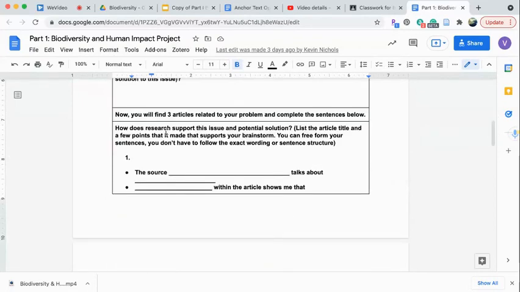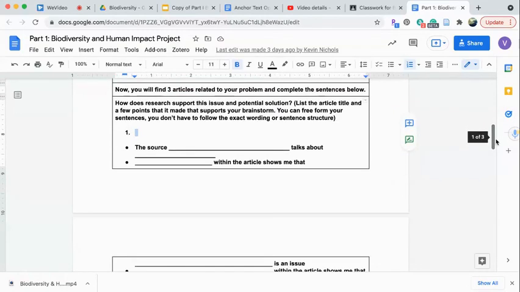So you need to do a little bit of research because you need to find 3 additional articles related to your problem and complete these sentences below. Here's what they're asking. How does research support this issue and potential solution? List the article title and a few points that it made that supports your brainstorm. If you want a little bit of help, here are some sample sentences. Make sure, right next to the number 1, to paste a link to your article so that you have it and don't lose it. Also, make sure that all of your articles you vet using the CARP test that we learned when we did the activity about the Pacific Northwest tree octopus.